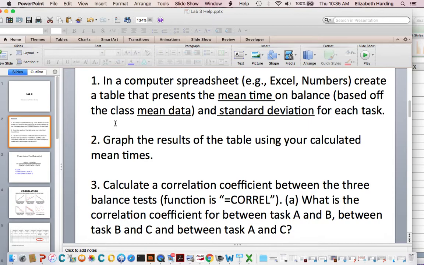And from that, you are going to calculate the means, so the mean of means and the mean of standard deviations for each of those tasks. And you are going to put those into a table in Excel.